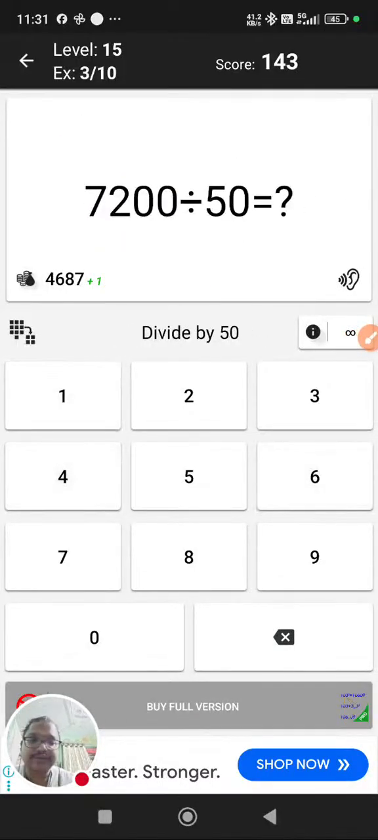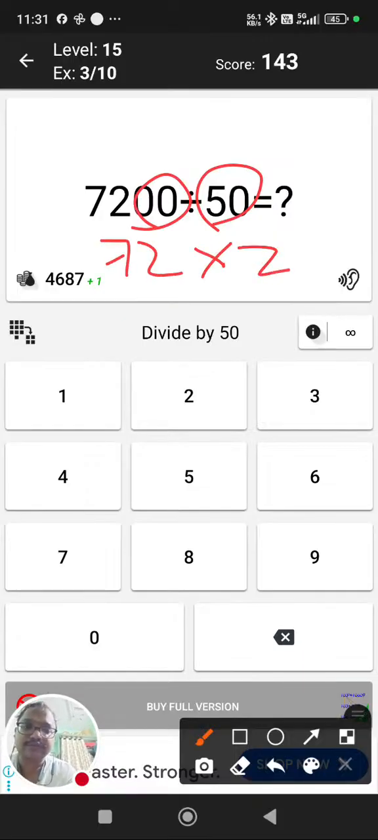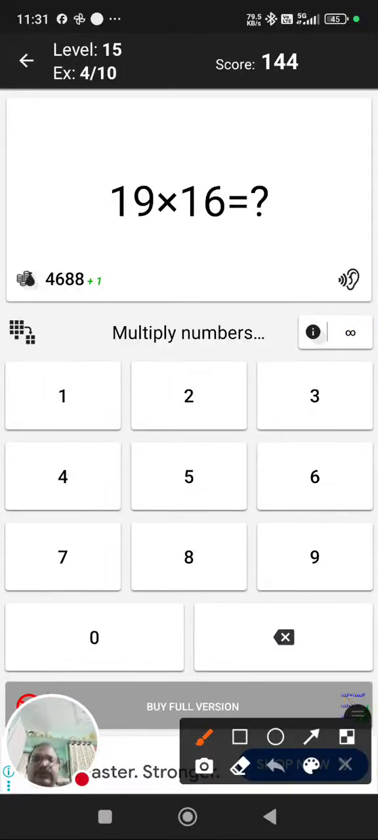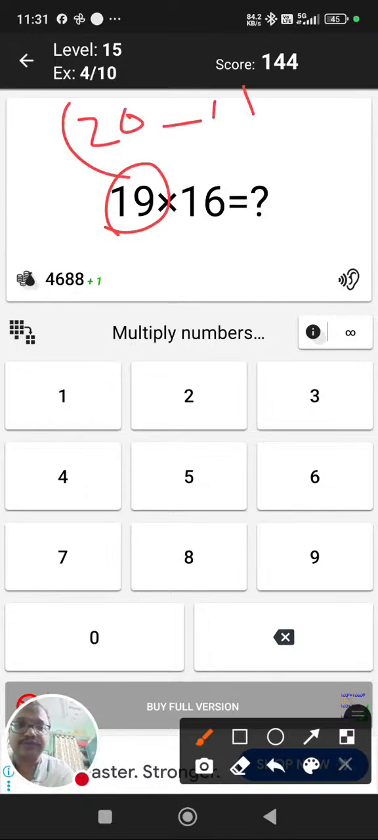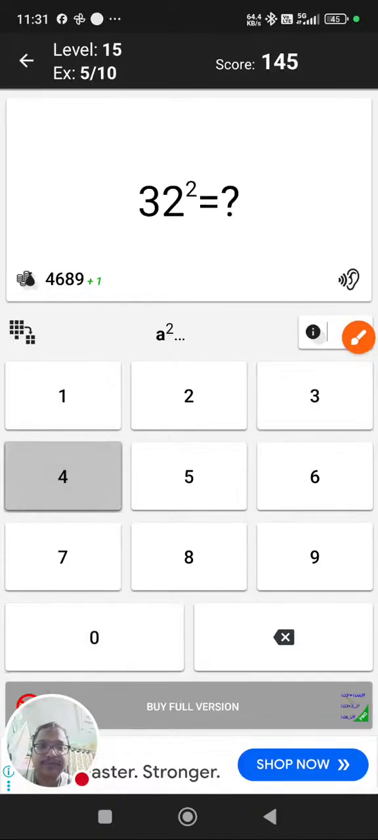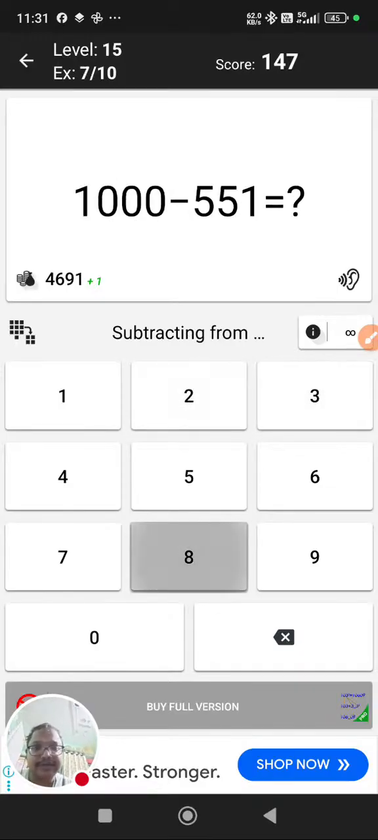6461. Next, here we see double zeros divided by 50. So 72 into 2 times, which will be 144. Here instead of 19 we write this as 20 minus 1. We get 16 2 times, which will be 320 minus 16, which will be 304. So answer will be 304. 32 square 1024. Here we see 330, 328.